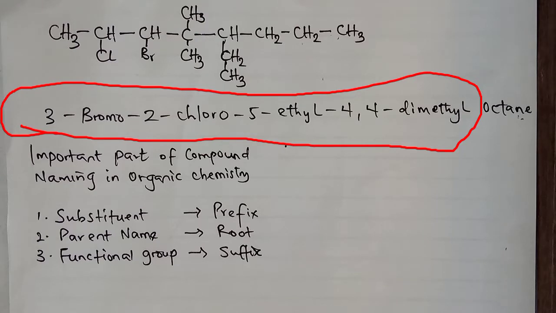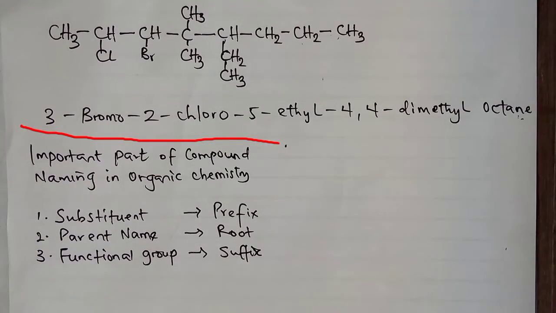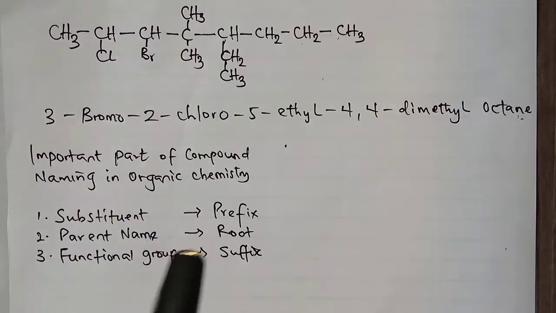The next word is the parent name. The parent name is just the octane if I exclude the E. Sometimes people include the E, but for me, to make it perfectly clear, we exclude the E because the E means that we are discussing hydrocarbons. I don't know if you get me on that. Now, the functional group is that E that makes us know that we are discussing a hydrocarbon. Now, we are going to learn how to get this substituent, parent name, and functional group and insert them to get our 3-bromo 2-chloro 5-ethyl 4,4-dimethyl-octane. There are rules we are going to follow.